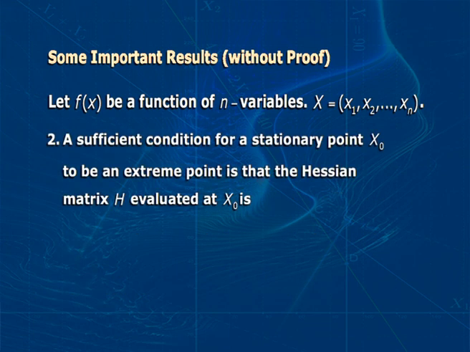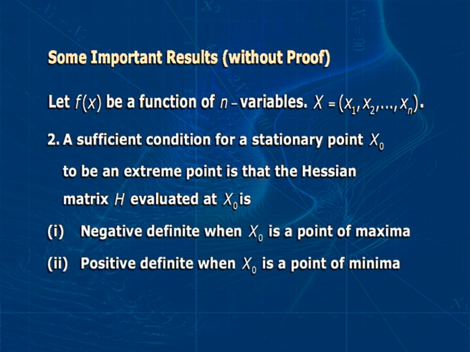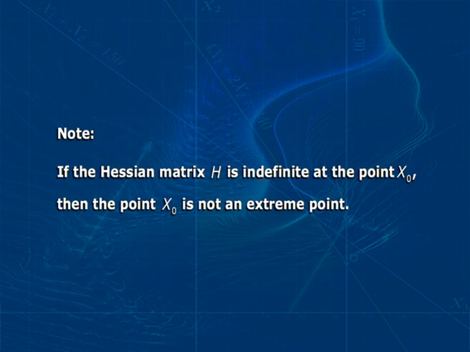Number 2. A sufficient condition for a stationary point x0 to be an extreme point is that the Hessian matrix H evaluated at x0 is negative definite when x0 is a point of maxima and positive definite when x0 is a point of minima. Note, if the Hessian matrix H is indefinite at the point x0, then x0 is not an extreme point.